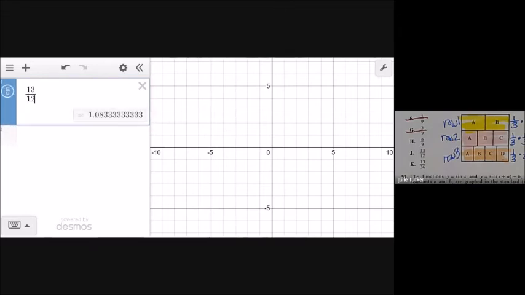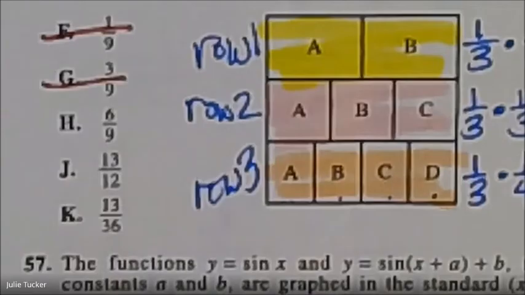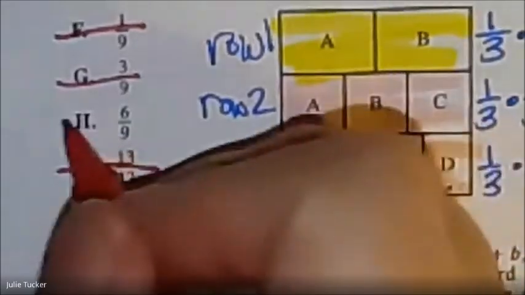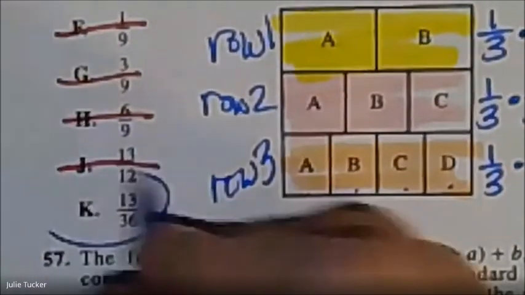13/12 is going to be 1 point something. So that's not it. And then 13/36 has to be it. There it is, 0.36. That's the one. So since you don't feel as confident about your fractions, you would just tell the person, we've got to divide those answers and get a decimal and make them give you the decimals for all of them.